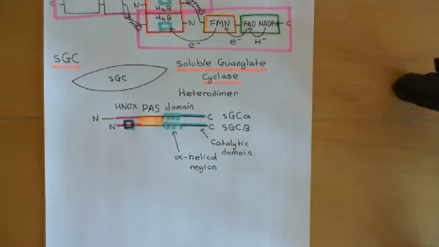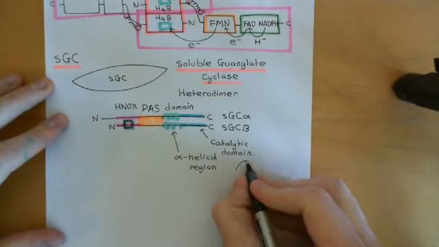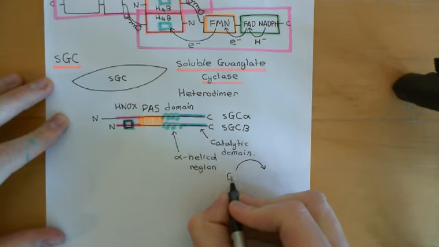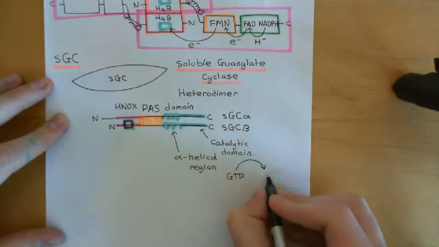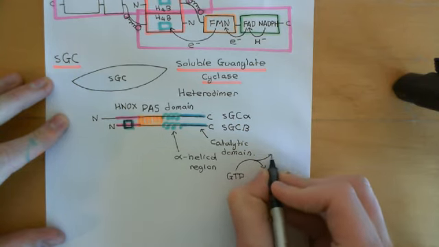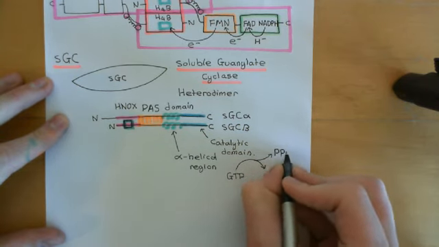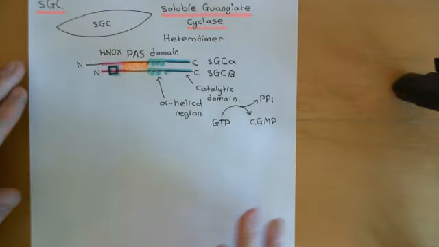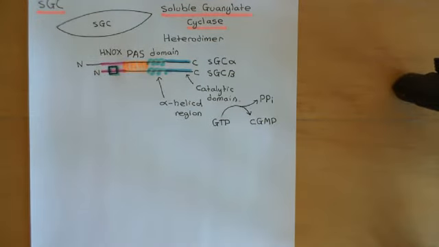Now, once the catalytic domain is active, what it actually does is it converts GTP, guanosine triphosphate, into cyclic guanosine monophosphate, cyclic GMP, and also pyrophosphate. Just like adenylyl cyclase enzymes convert ATP into cyclic AMP, guanylate cyclase enzymes convert GTP into cyclic GMP. And we will see the adenylyl cyclase pathway later on when we come on to discuss prostacyclin.